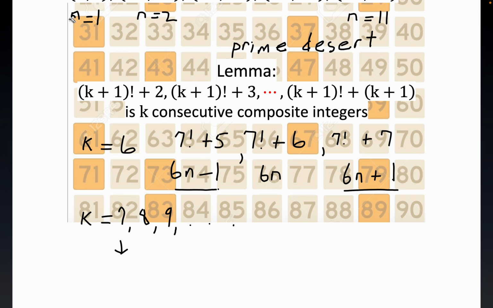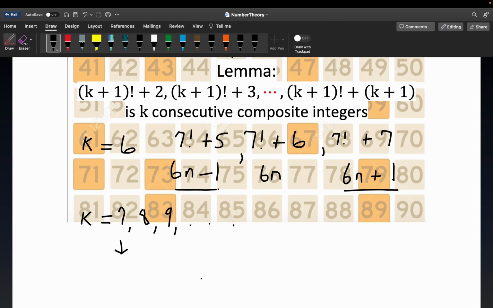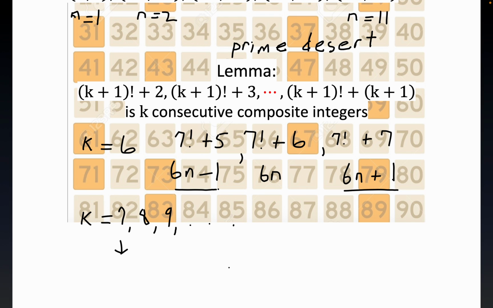For k equals 7. Let's see, what would we end up with, folks? The next to the last term would be 8 factorial plus 7, sorry. And y'all, that would be the next to the last term in this sequence, right? The last term would be 8 factorial plus 8. Now, but the term before this would be 8 factorial plus 6, right?